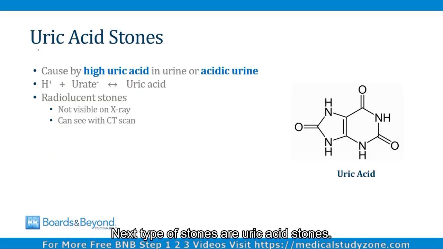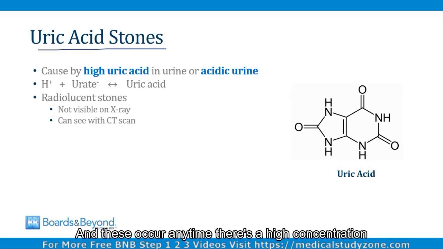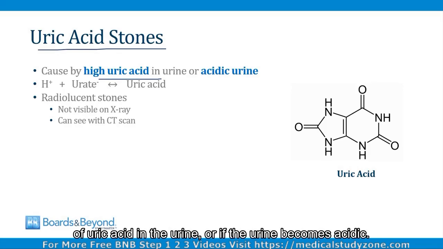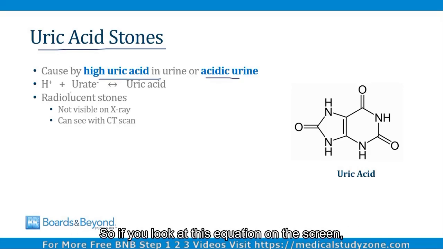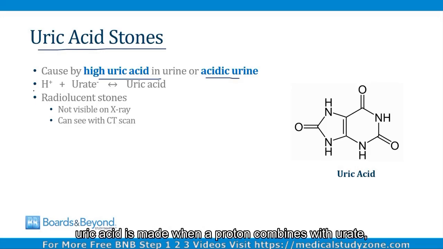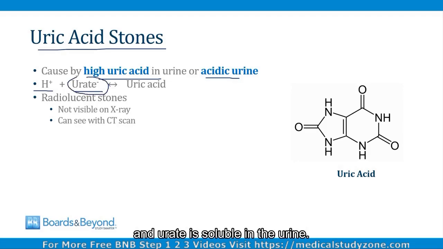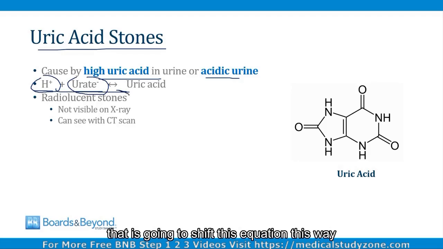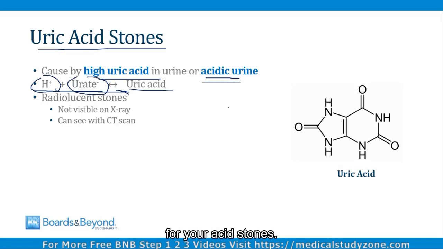Next type of stones are uric acid stones, and these occur anytime there's a high concentration of uric acid in the urine or if the urine becomes acidic. So if you look at this equation on the screen, uric acid is made when a proton combines with urate, and urate is soluble in the urine. So anytime there's an excess of protons, that is going to shift this equation this way and make more uric acid, and therefore acidic urine is a risk factor for uric acid stones.